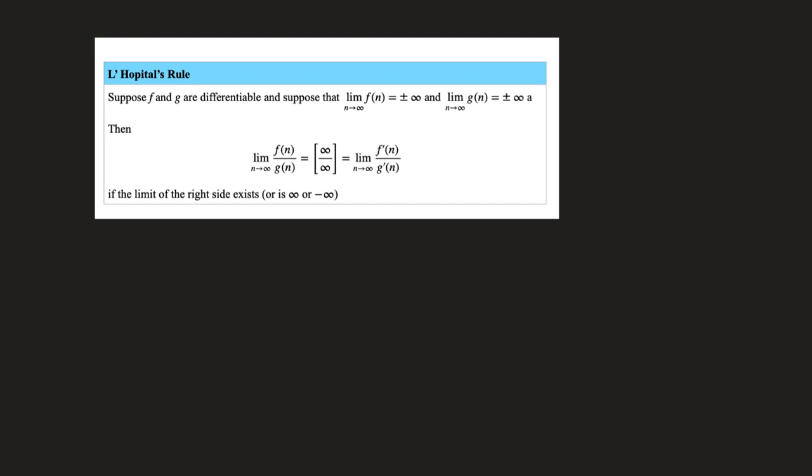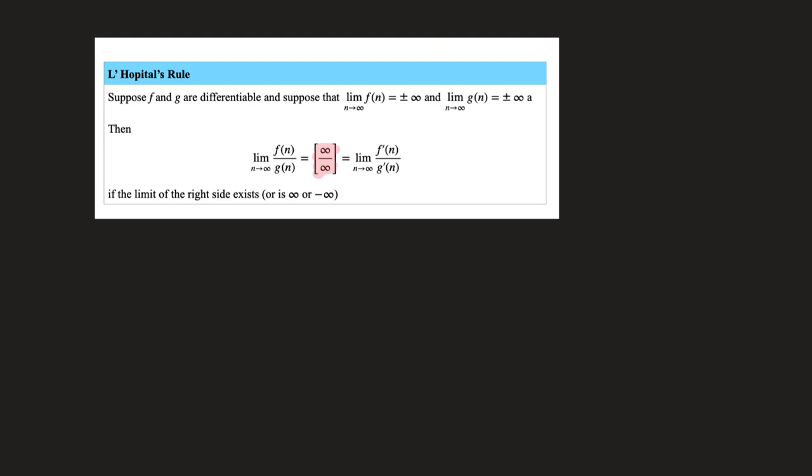The second methodology to find the limit of a sequence uses L'Hopital's rule. We learned L'Hopital's rule in a previous module, so we're going to use it here. When do you use L'Hopital's rule? For 0 over 0 or infinity over infinity. In this case, we're going to use the infinity over infinity form.